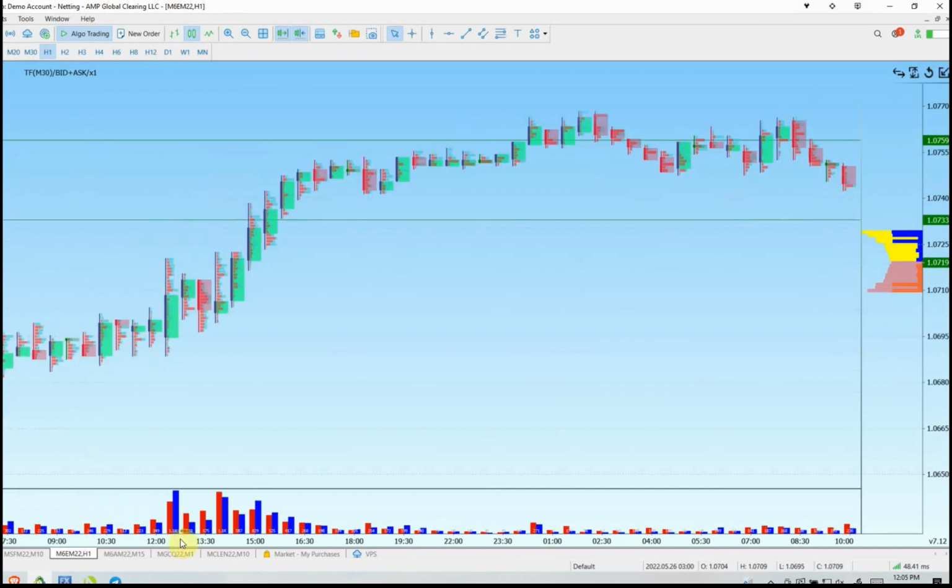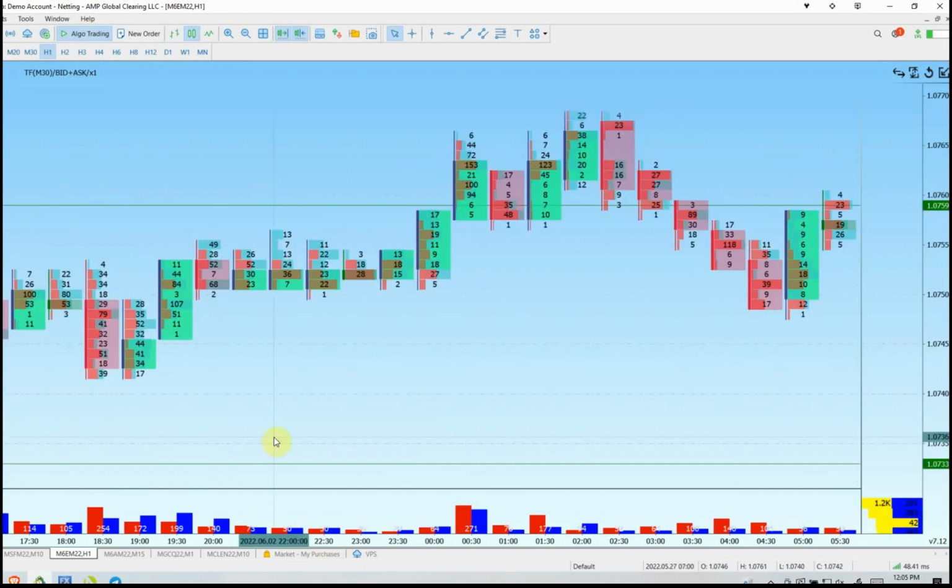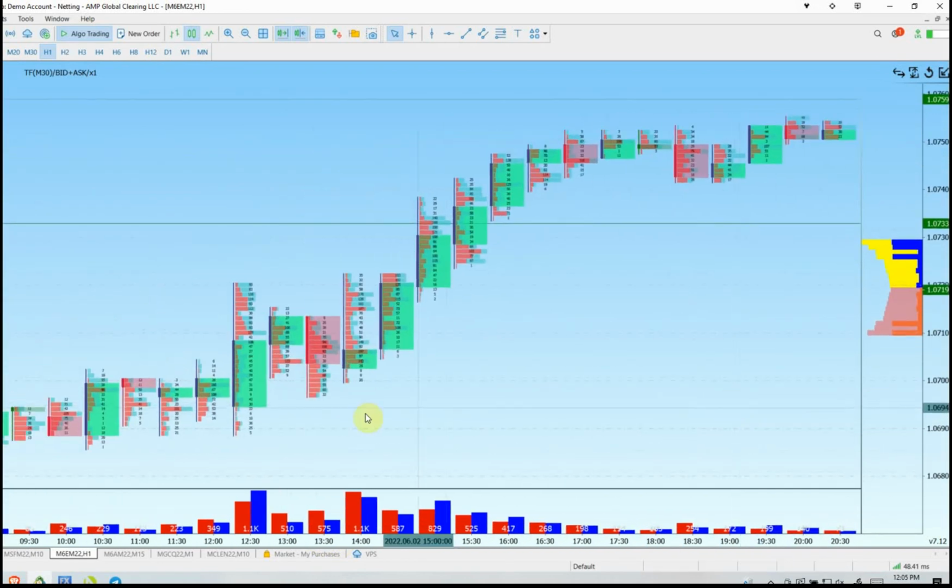So I'm going to zoom in a little bit more so we can see the candles. So here are those candles. Again, this was the New York Open right here. If I zoom in, I know these numbers are probably really hard to see, but this is just showing you volume inside the candle. So this is showing actual orders, buys and sells, inside this candle.